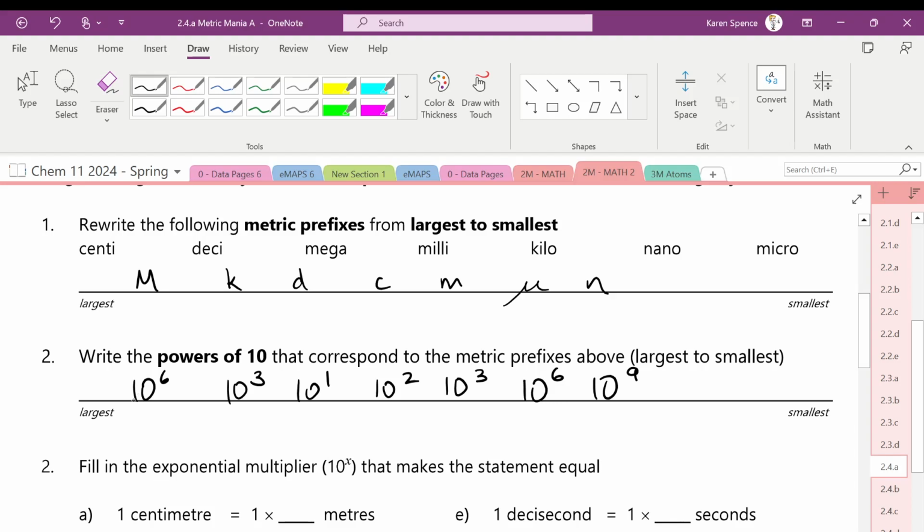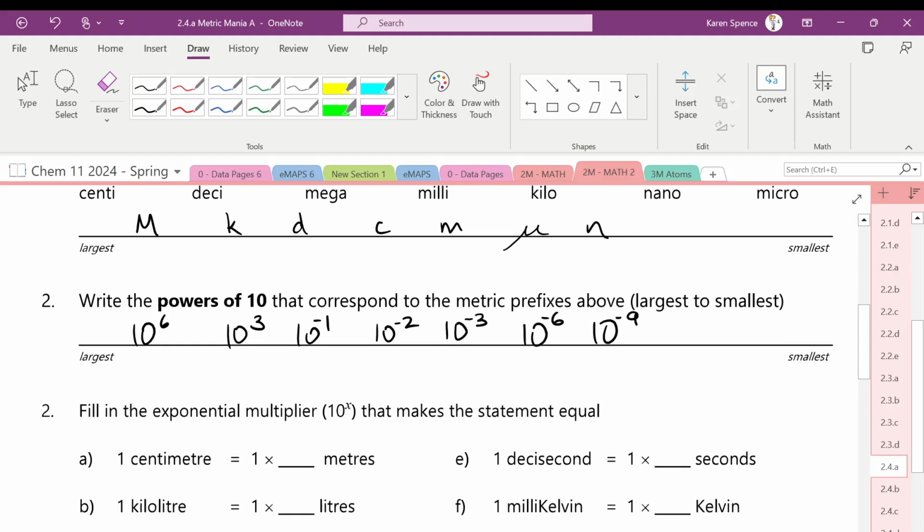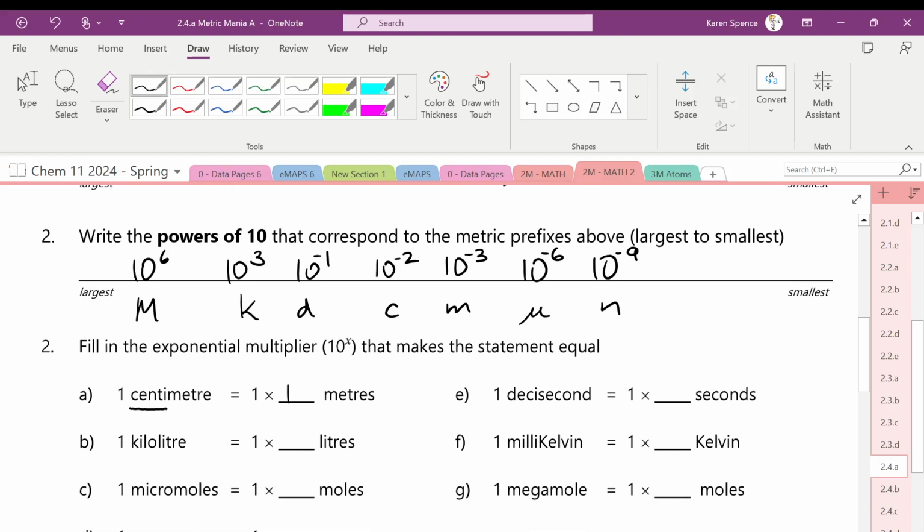Now, the first two are positive. All the other ones are negative. Okay? So now what we're going to do is use that and say I have a centimeter. And I know that if I have mega, kilo, deci, centi, milli, micro, nano, centi means 1 times 10 to the negative. How much? Centi means 1 times 10 to the negative 2.